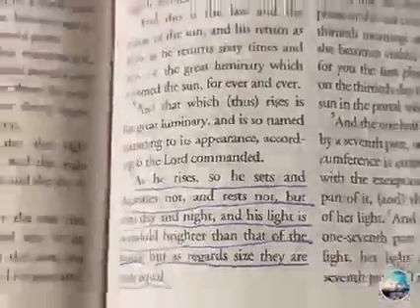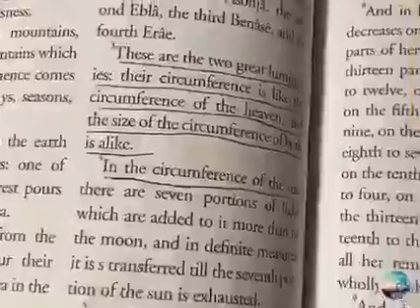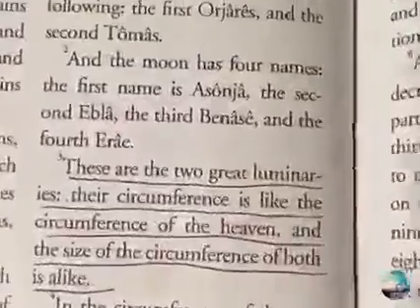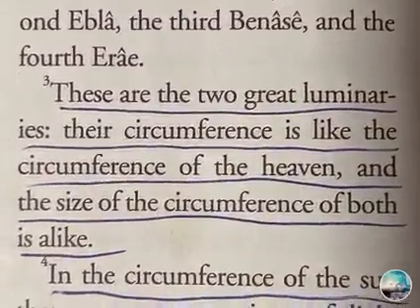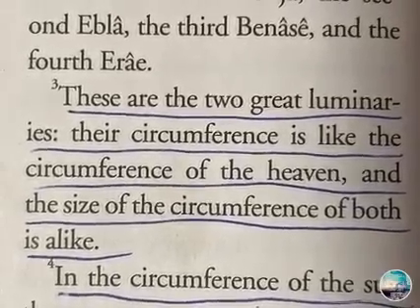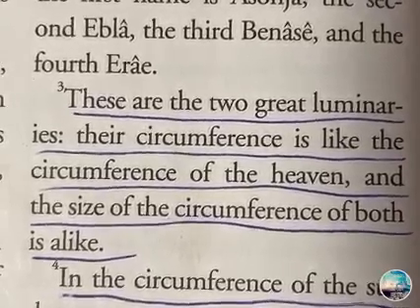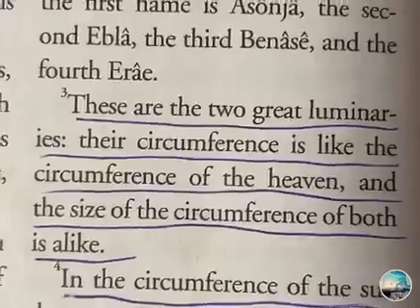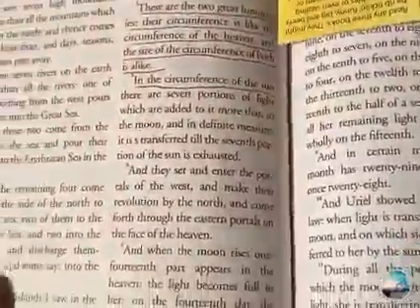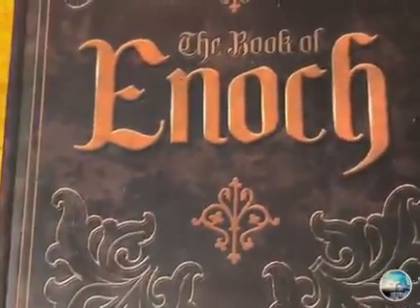Now let's flip over here to chapter 78. Okay. "These are the two great luminaries. Their circumference is like the circumference of the heaven, and the size of the circumference of both is alike." Imagine that. So when you look up into the sky and your common sense and your instincts tell you that they both are the same size, it's because they are.